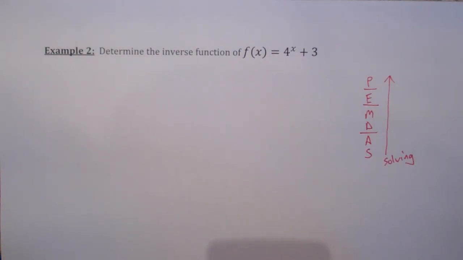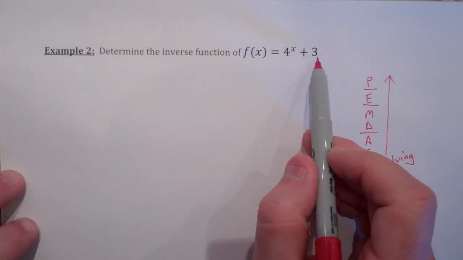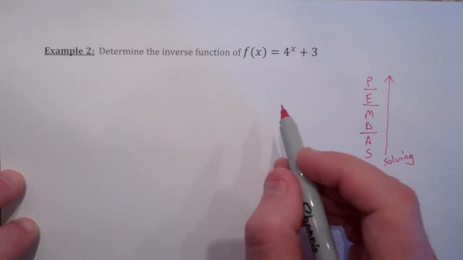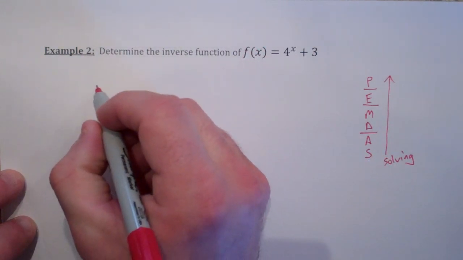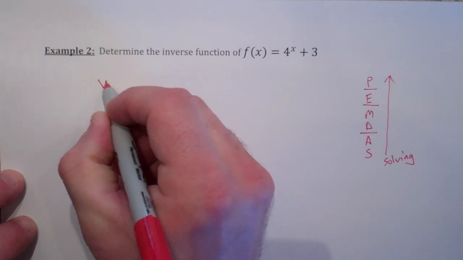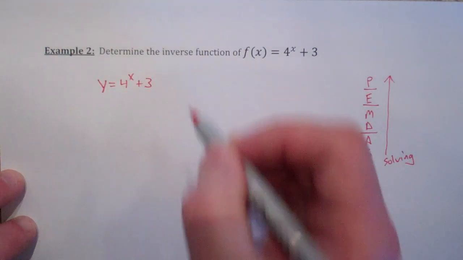In this example, we're going to determine the inverse function of f of x is equal to 4x plus 3. The first thing to do is to change out our function notation for y. I'll write that over here on the left-hand side. So we've got y is equal to 4x plus 3.